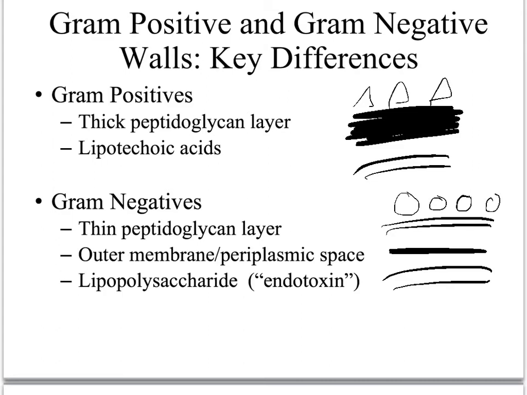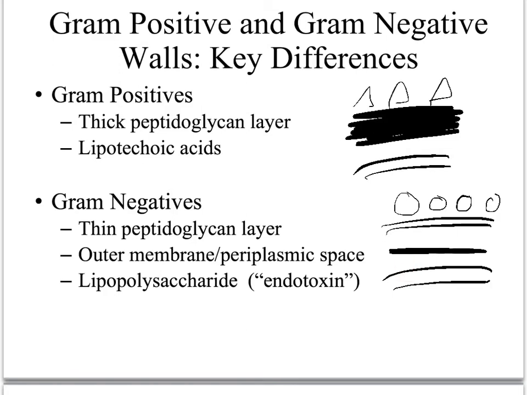One thing I did not mention on the previous slide, because it's a little hard to appreciate on the diagram, is that there's actual space in here. So you have an inner membrane, an outer membrane, your peptidoglycan layer, and then you actually do have some gaps. This is called periplasmic space.